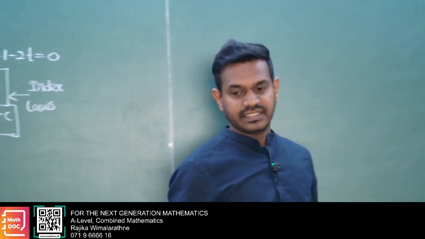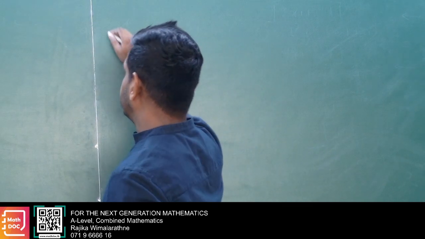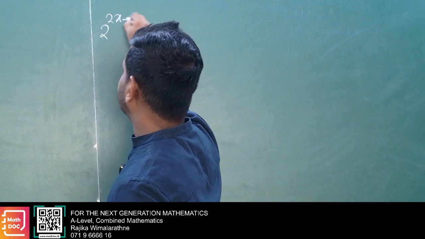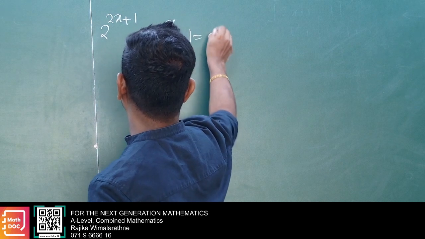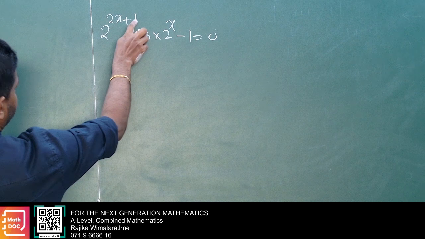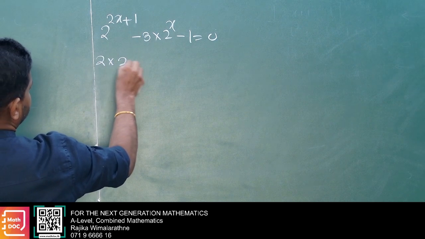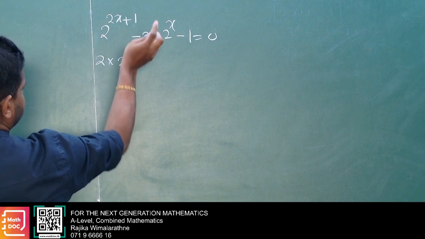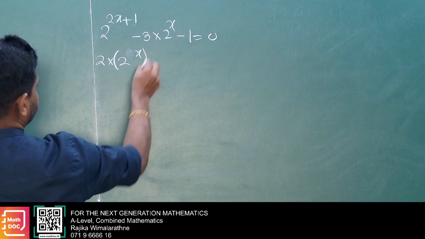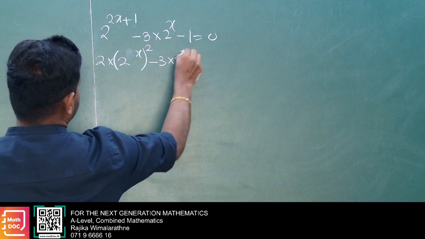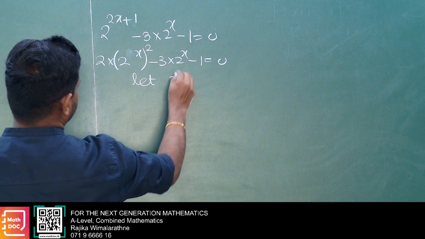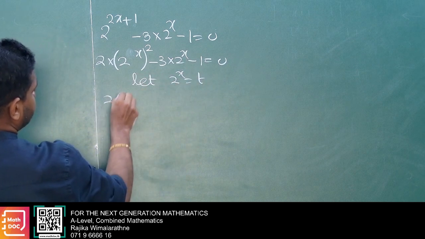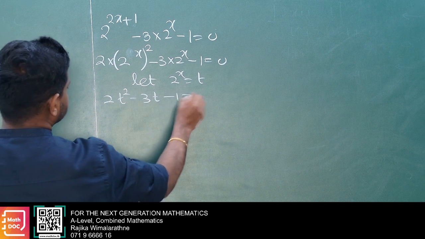Then see the last two reductions, check your answers. Last two reductions. 2 to the power 2x plus 1, 3 times 2 to the power x minus 1 equals 0. Then write here power plus 1, then 2 times 2 to the power 2x. Here this one. Then remove this 2 and put squared. 2 to the power x minus 1 equals 0. Then 2 to the power x equals t, then 2t squared minus 3t minus 1 equals 0.